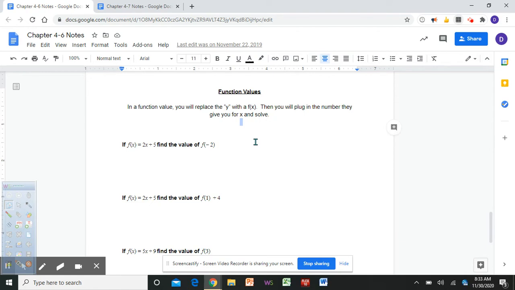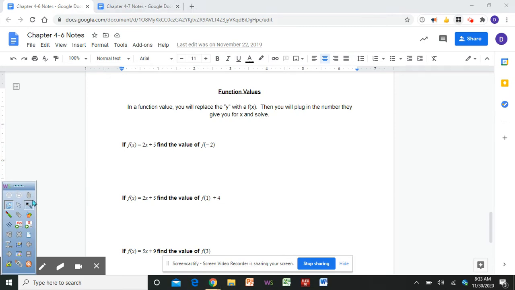And today we're going to be talking about solving functions. A function is basically like solving equations. In a function value, they replace y with f of x, which is the function of x. Then you plug in the number they give you for x and solve. So instead of y equals something, we now have f of x equals something.